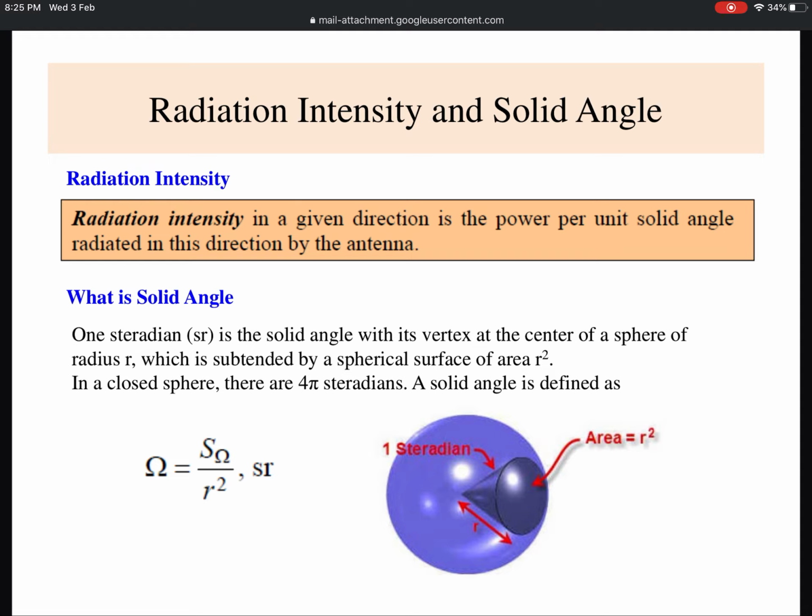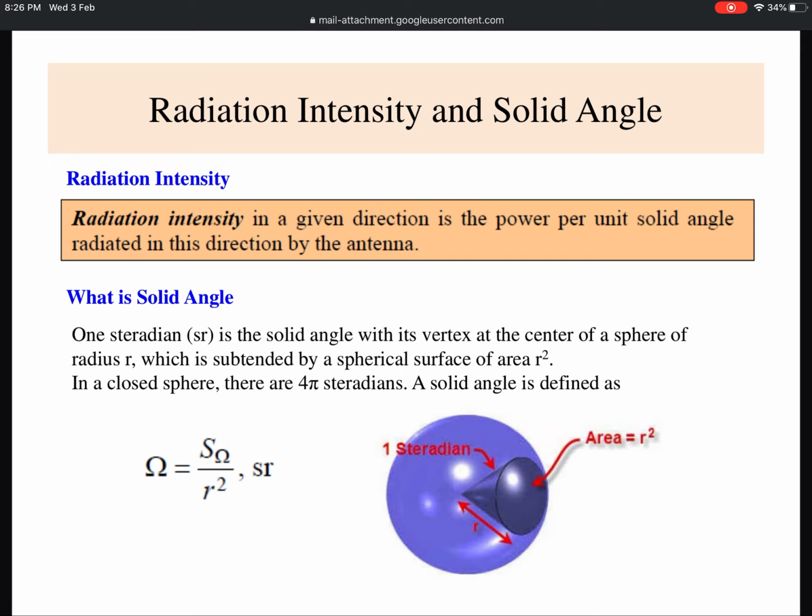So the first and foremost, very important parameter while defining a radiation pattern is called the radiation intensity. The intensity of a radiation. What do you mean by the radiation intensity? The radiation intensity is defined as the power per unit solid angle, and it will always be in a given direction. So the radiation intensity in a given direction is the power per unit solid angle radiated in this direction by the antenna. Now what is actually a solid angle?